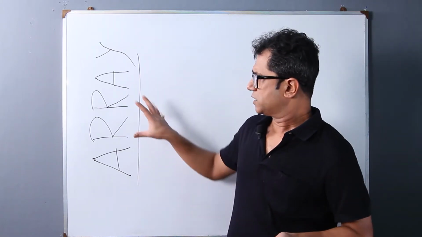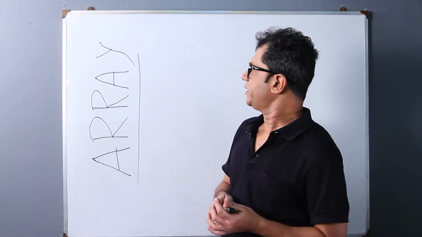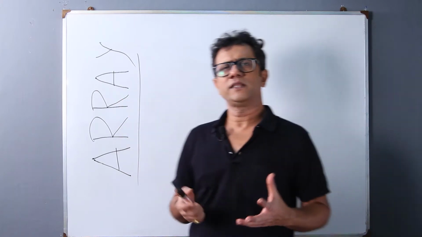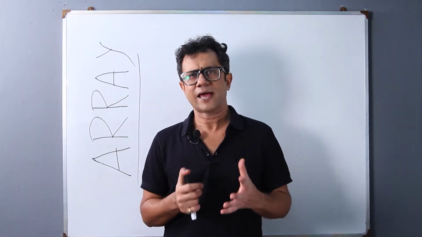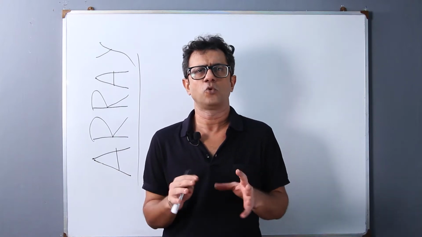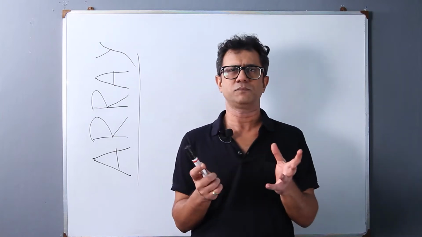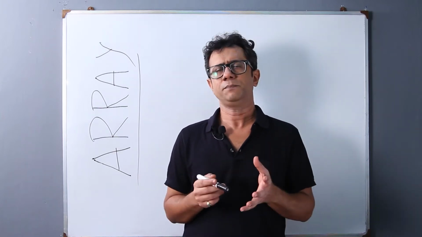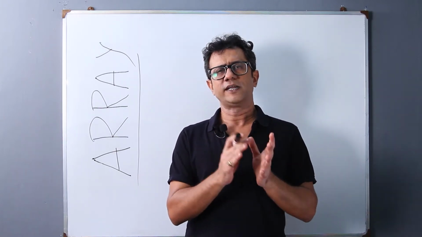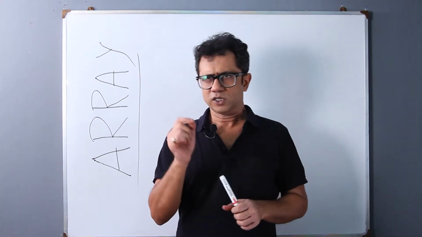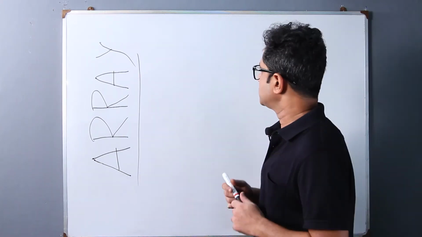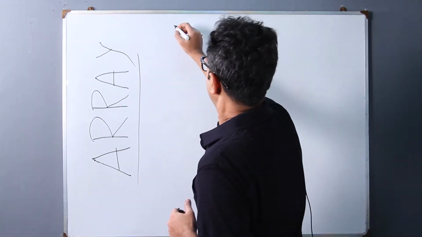So, what is an array? The definition of an array is that an array is a collection of homogeneous data items stored in contiguous memory locations, that is, items of the same data type which are stored in contiguous memory locations. Let me explain a bit about what I am saying.